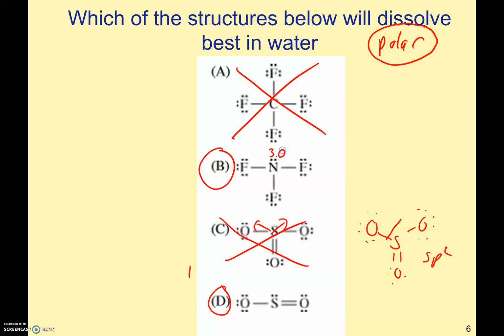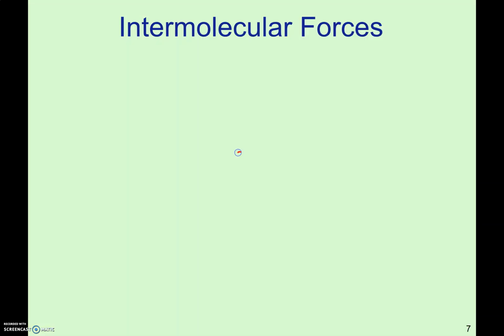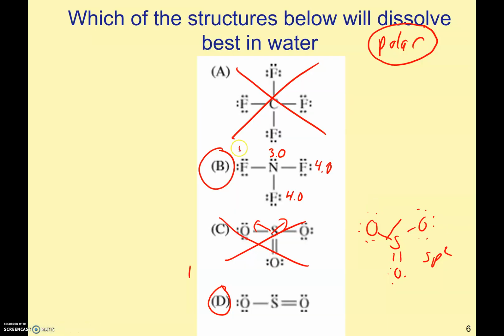So N is 3.0, and I'm just looking these up on a table. On the AP exam, it would be more obvious, but I just want to show you the battle that's happening between polarity and dissolving. So this is also 4.0. And this structure, you might think that it's symmetrical, but the lone pair pushes it down, so it's not symmetrical. That's what this one looks like. Oh, extra lone pair. This is an extra lone pair.